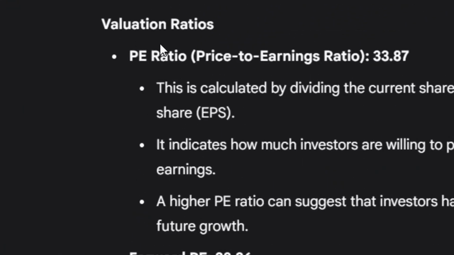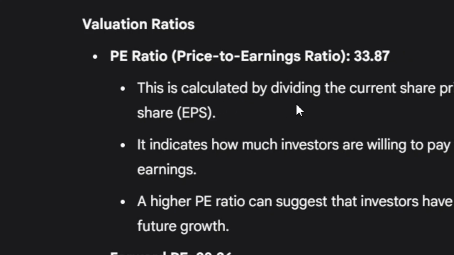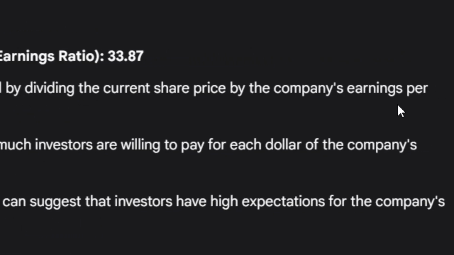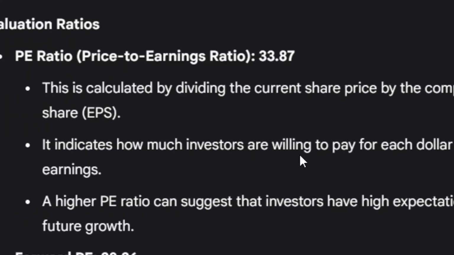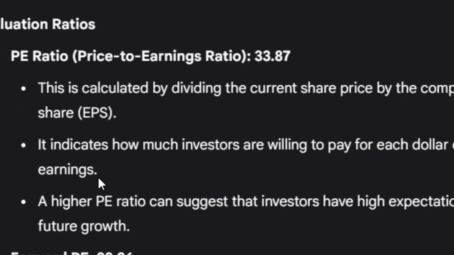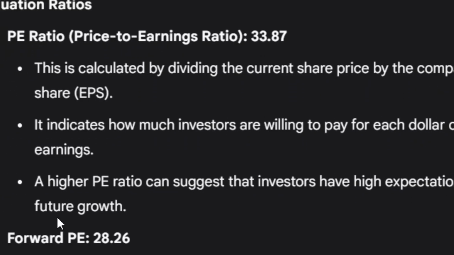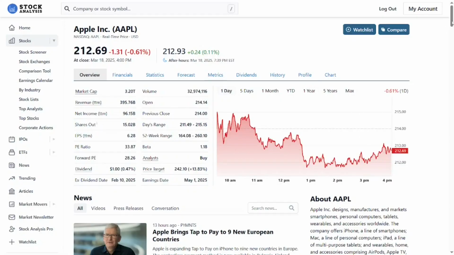And then when we look at the PE ratio too, it says that the PE ratio is the price to earnings ratio. This is calculated by dividing the current share price by the company's earnings per share. So that is it. It indicates how much investors are willing to pay for each dollar of the company's earnings. So a high PE ratio can suggest that investors have high expectations for the company's future growth. This is how to understand everything that you don't get from the overview.